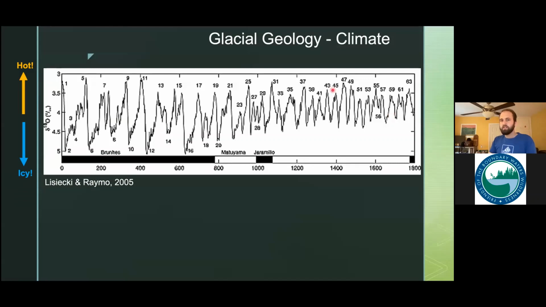And so on this chart, we're seeing time along the x-axis. The youngest time is here, and it gets older as you go to the right. And on the y-axis is a measurement of ocean sediments that tells you how hot or cold it was. So what you need to know is that when the line goes to the top of the chart, it's hot. Like today is pretty warm. There's no glaciers on North America. And when it goes down to the bottom, it's cold, and North America gets covered in ice.